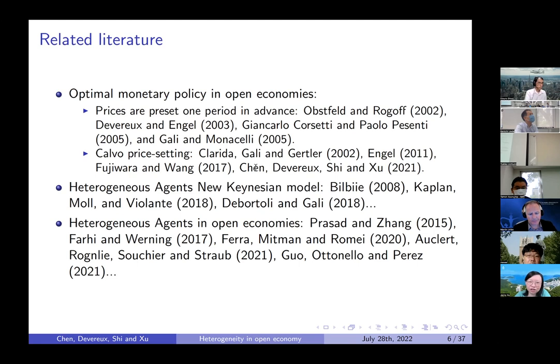The third strand of literature is heterogeneous agents in open economy. There are already several papers which study the role of heterogeneity in open economy, but most of them are in a small open economy setting. Our paper is in a two-country setting. Also, a lot of these papers introduce HANK, so there's no tractability, whereas basically all of our results are analytical, so it's very easy to see the intuition. That's the main difference between our paper and the literature.